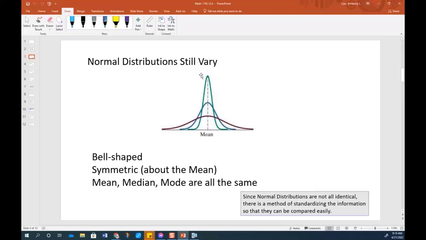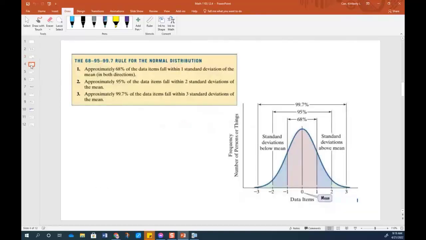And in all of them that are perfectly symmetrical with this highest point in the middle, the highest point represents the mean. But as it turns out, the mean, median, and mode are all the same in normal distributions. I have a little note down here: since normal distributions are not all the same, there's a method for standardizing the information so that you can compare them. That is what brings us to the standard normal distribution.